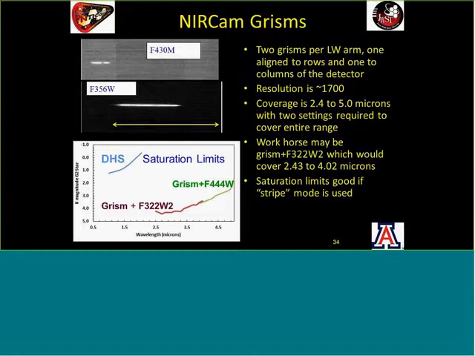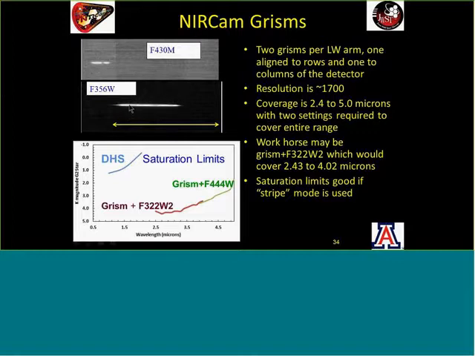There are 2 GRISMs per arm, one aligned to rows, one aligned to columns. So they're slit GRISMs, and there are a couple of spectra you can see in the upper left corner here from some of our test data at Goddard. This dropout in the 4.3 micron filter is actually due to carbon dioxide ice in the telescope simulator. So indeed, this filter detects carbon dioxide ice.